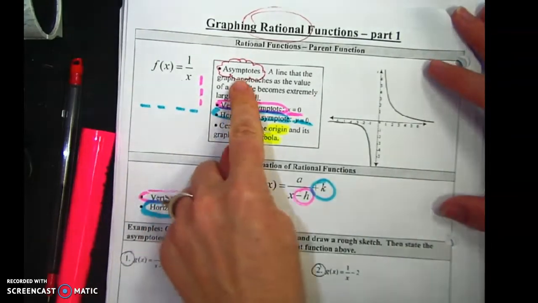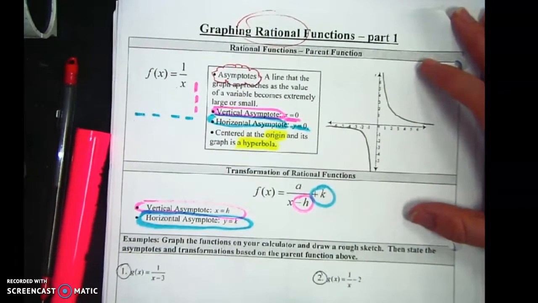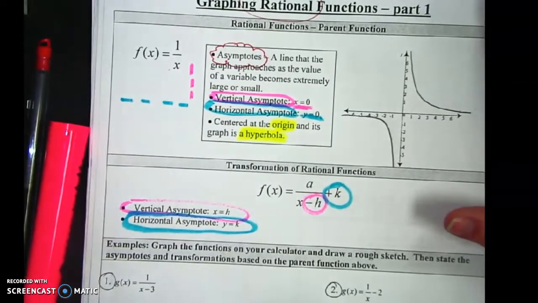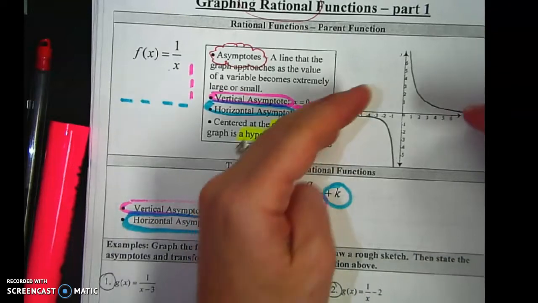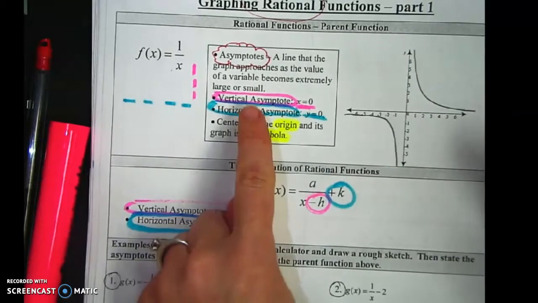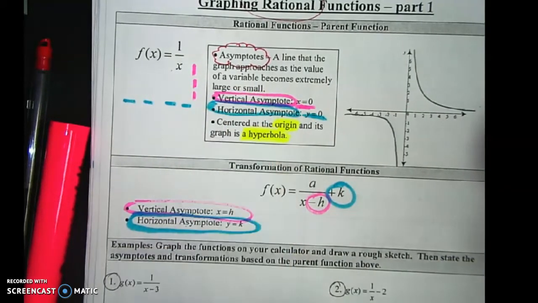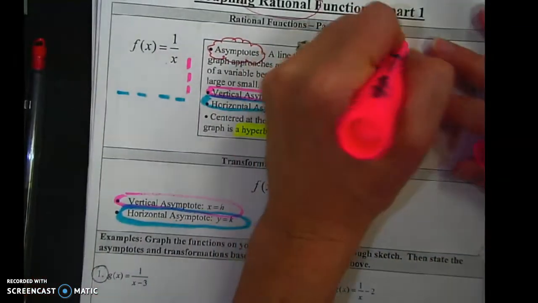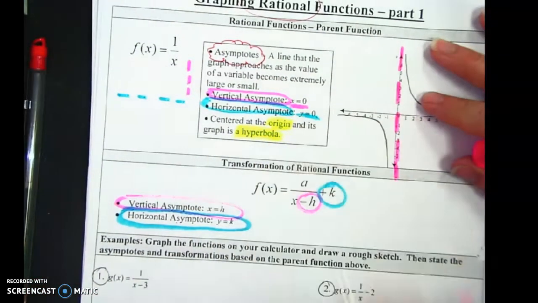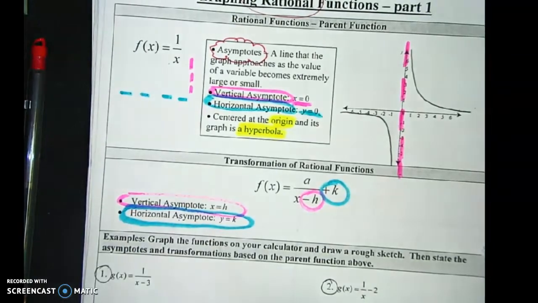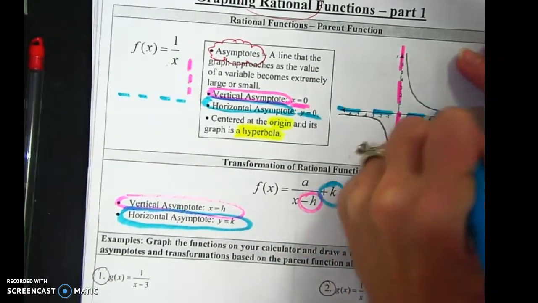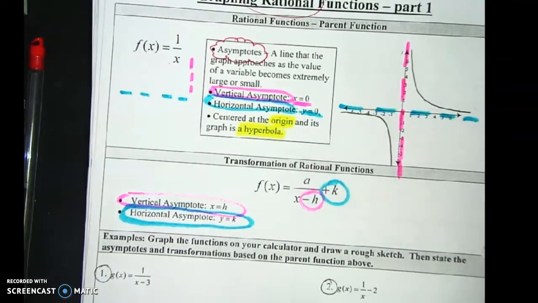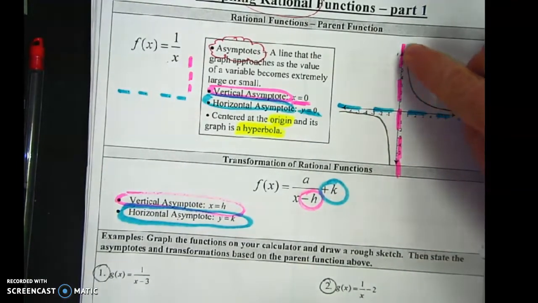Now, a new word you're going to learn that you're going to think is funny is asymptote. What it means is you're going to get close, close, close, but never touch. And you will have a vertical asymptote and a horizontal asymptote. The vertical asymptote will be x equals 0, and the horizontal asymptote will be y equals 0. If you look at this graph, it looks like it's almost going to touch, but it's not.